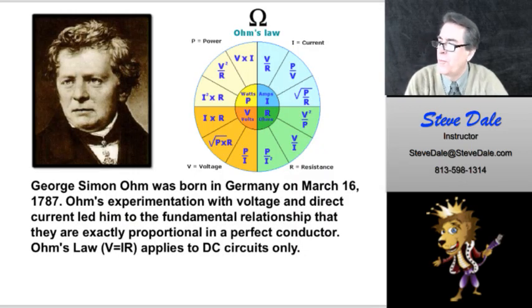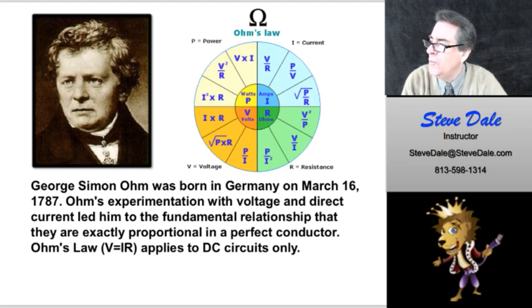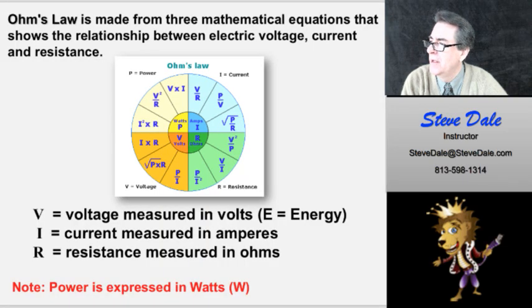George Simon Ohm was born in Germany on March 16, 1787. Ohm's experimentation with voltage and direct current led him to the fundamental relationship that they are exactly proportional in a perfect conductor. Ohm's law applies to direct current circuits only. Ohm's law is made up of three mathematical equations that show the relationship between electrical voltage, current, and resistance.